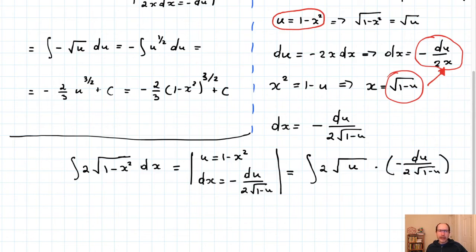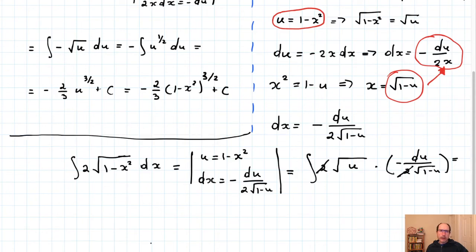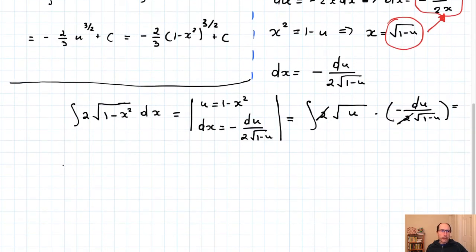Here, the only simplifications we can make are that we can cancel the 2 in the numerator and the 2 in the denominator. We could also pull the negative sign out of the integral. And so what we get is negative integral of the square root of u du divided by the square root of 1 minus u.